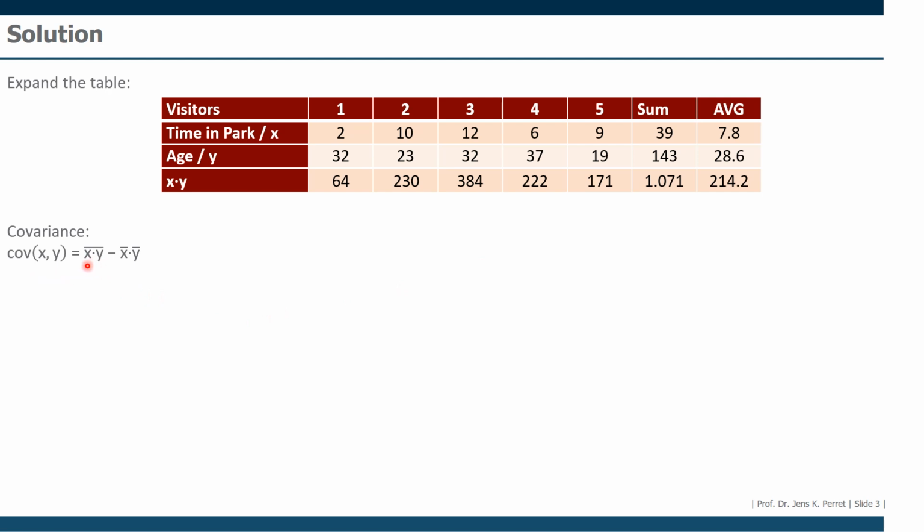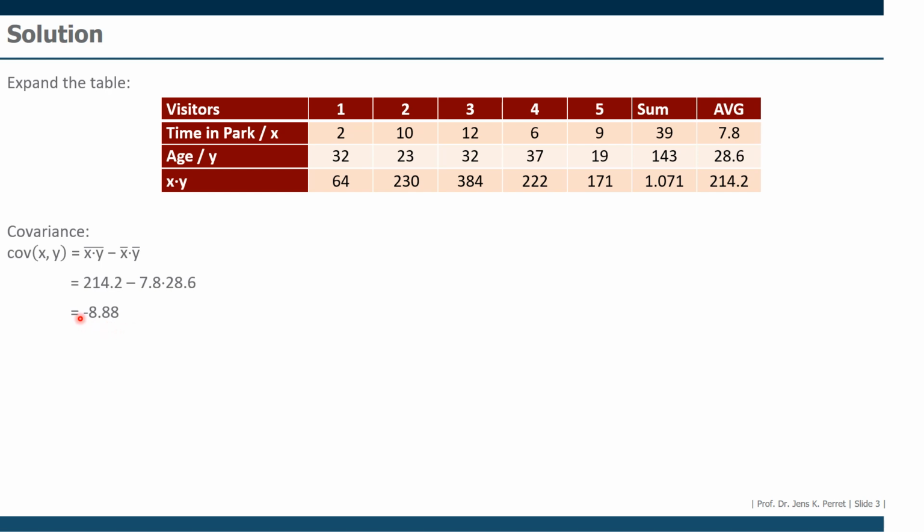That's actually the only 3 values I need, because if I take a look at the formula for the covariance, that's the average of x times y, that's 214.2, minus the average of x, that's 7.8, times the average of y, that's 28.6. So I'm going to put in all these 3 values, and I get as an end result minus 8.88.